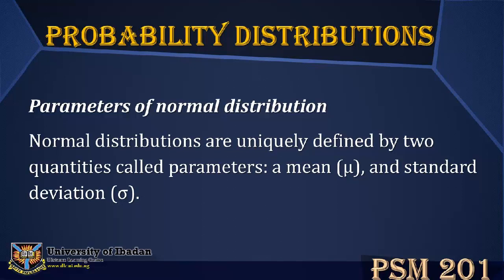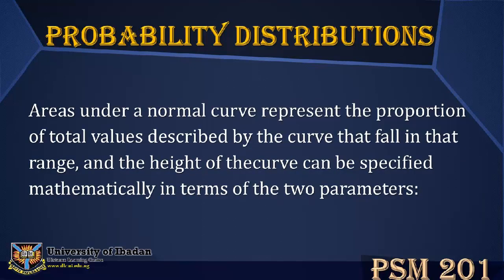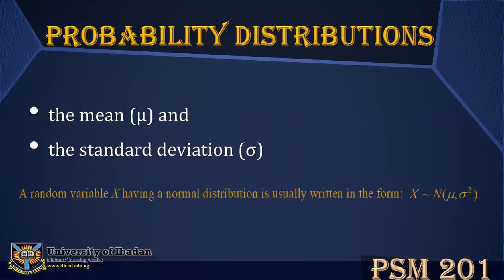Parameters of normal distribution. Normal distributions are uniquely defined by two quantities called parameters, a mean and standard deviation. Areas under a normal curve represent the proportion of total values described by the curve that fall in that range, and the height of the curve can be specified mathematically in terms of the two parameters, the mean and the standard deviation. A random variable x having a normal distribution is usually written in the form x approximately N(μ, σ²).